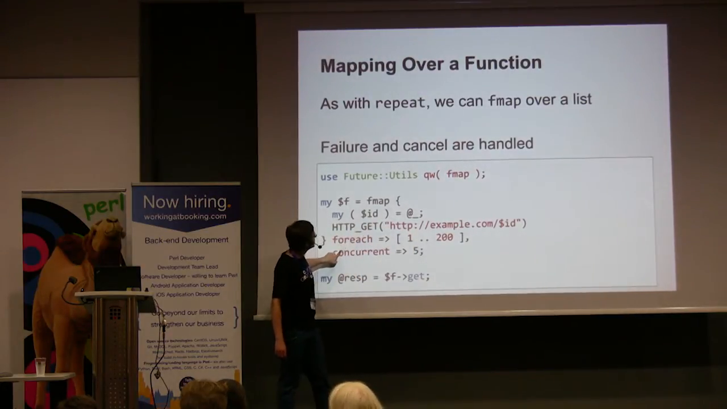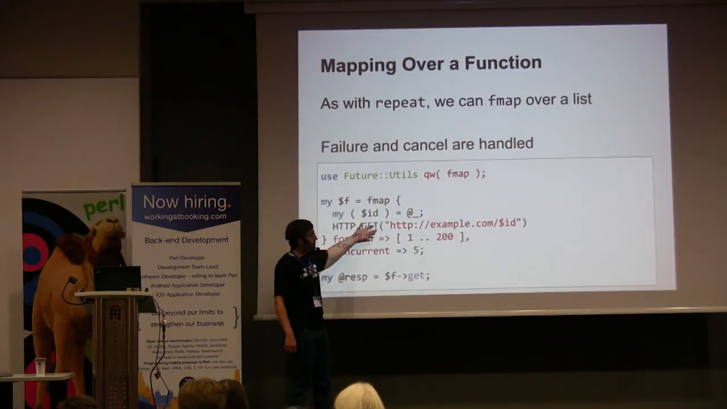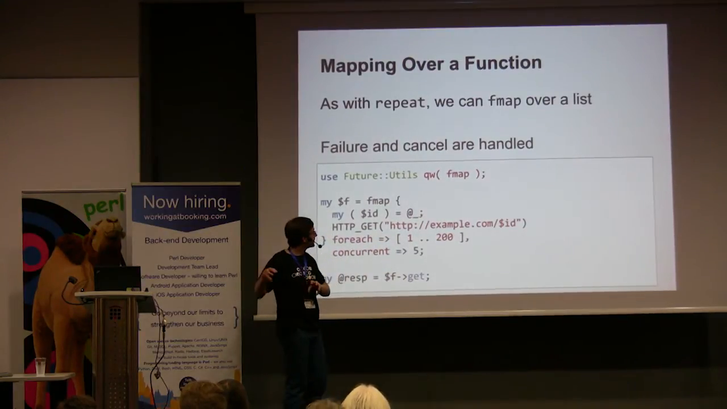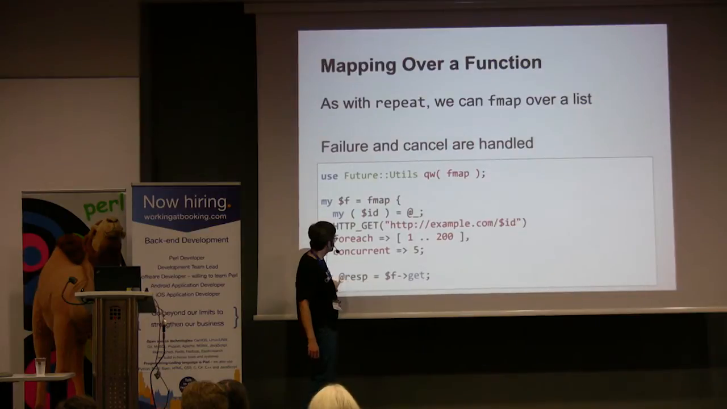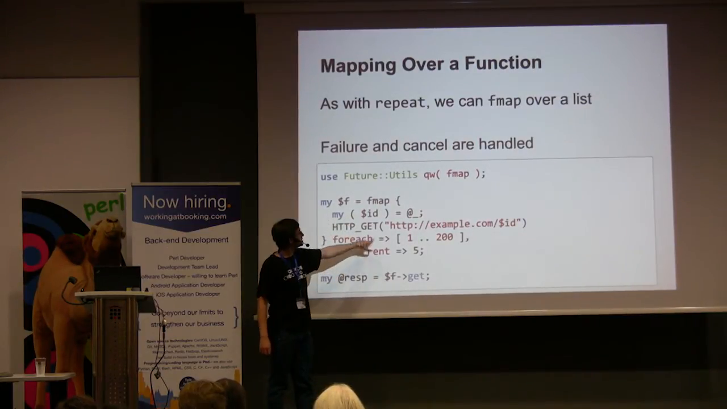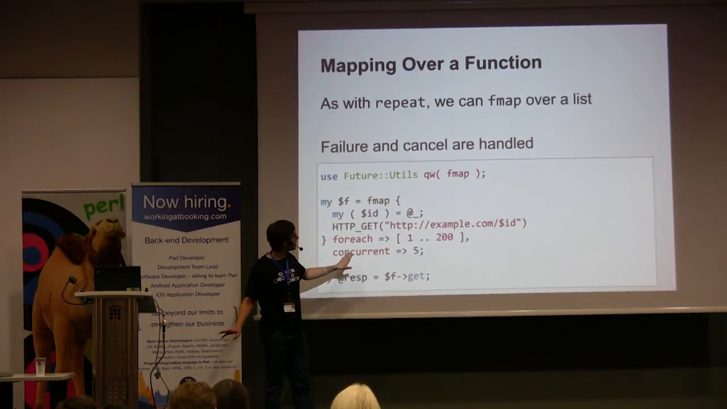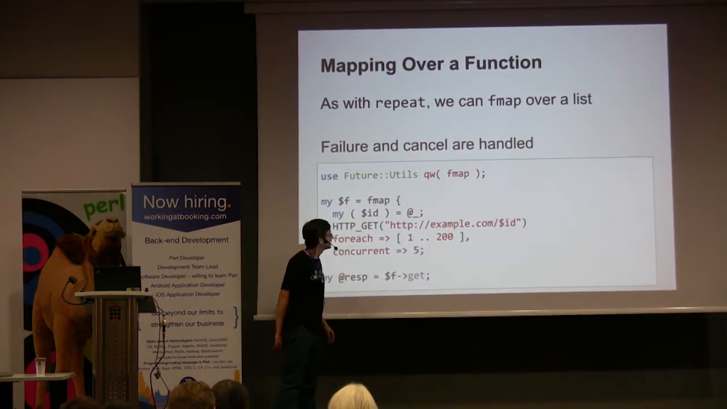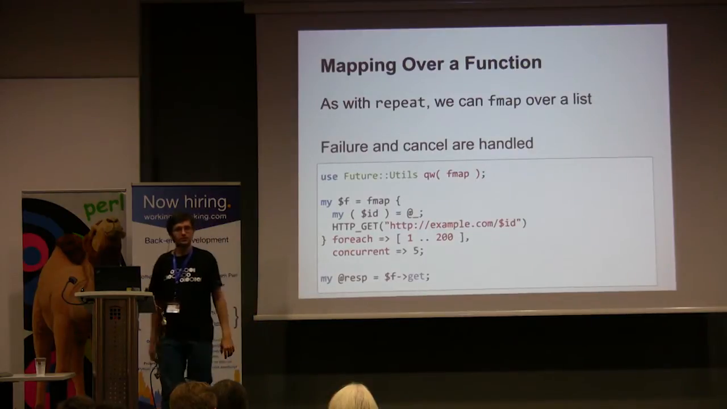So it makes sure that even if the pages don't come back in the right order, it's going to put them in the right order when it returns here. So from here, we're going to get a list of 200 responses to all of these requests in the right order, done 5 at once concurrently. Starting to look quite powerful.